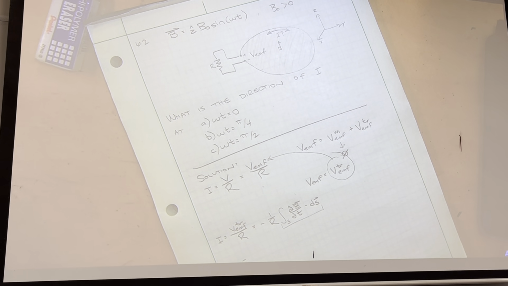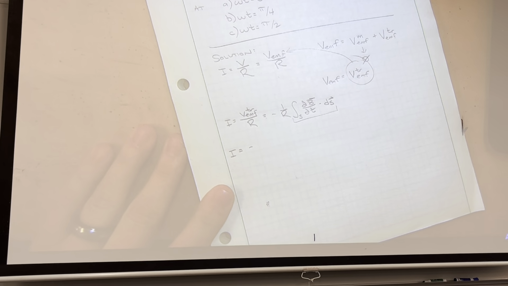Could you scroll down? Can you just be a little more psychic and know what I'm writing without me having to move the paper?